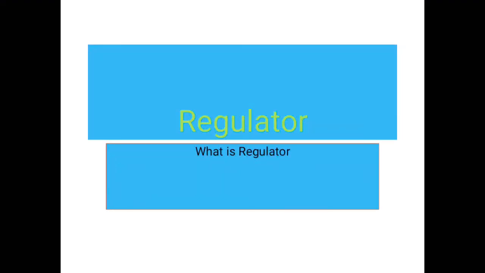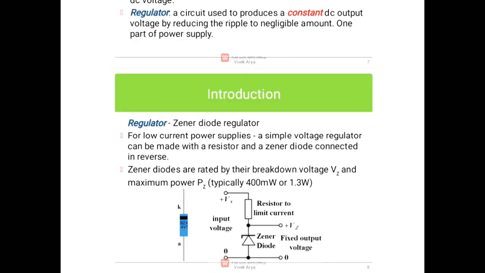Regulator. What is a regulator? First of all, a regulator is a circuit used to produce a constant DC output voltage by reducing the ripple to a negligible amount, one part of the power supply. It means a regulator is a circuit which separates the AC component from DC, and we receive DC output from the regulator.